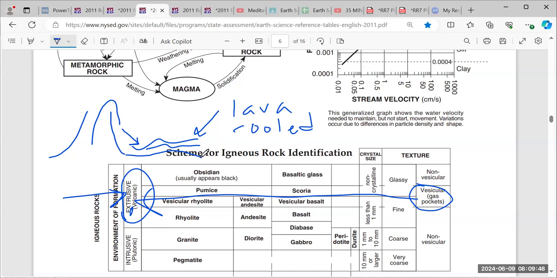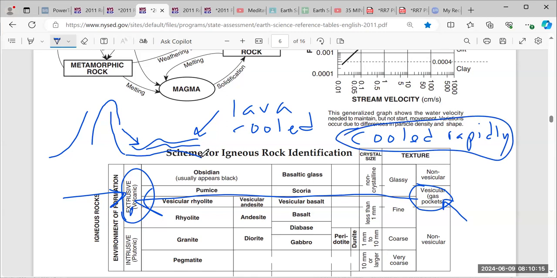Now, what do I know about extrusive rocks? Rocks that are extrusive cooled rapidly, which means they cooled at a very fast pace. So the reason why those rocks have a vesicular texture is because they cooled rapidly. Extrusive rocks cool rapidly. Intrusive rocks cool slowly, which gives them large crystals. But rocks that cooled rapidly have little to no crystals and have vesicular texture, which means they have gas pockets in them.